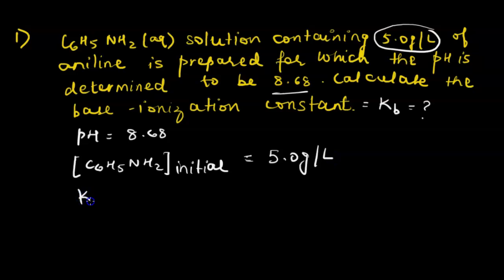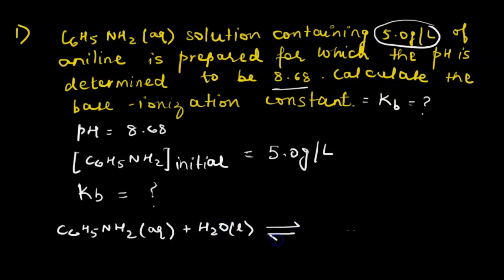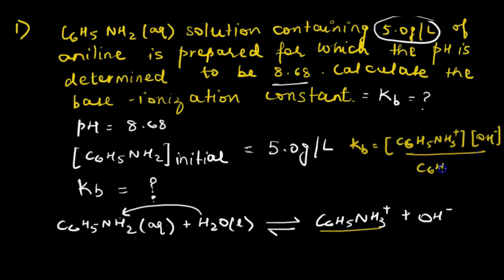We know that in order to find Kb, we need the equation first. So the equation would be C6H5NH2, aqueous, reacts with water, liquid, to give us, because this is a base so it will take H positive from water, to become C6H5NH3 positive plus OH negative. We also know Kb would be equal to the concentration of C6H5NH3 positive times OH negative ions divided by the C6H5NH2 concentration. However, we need all of these concentrations at equilibrium.